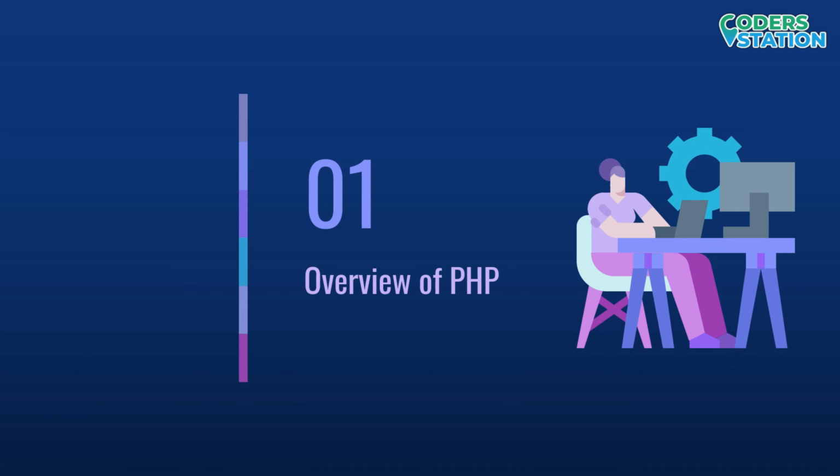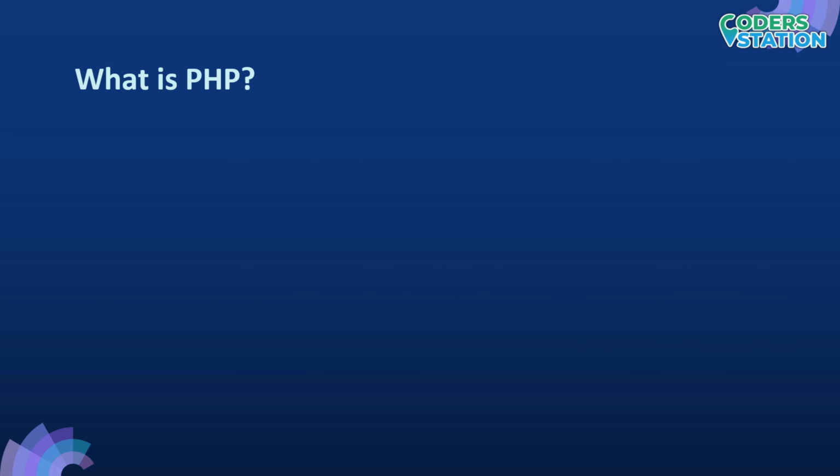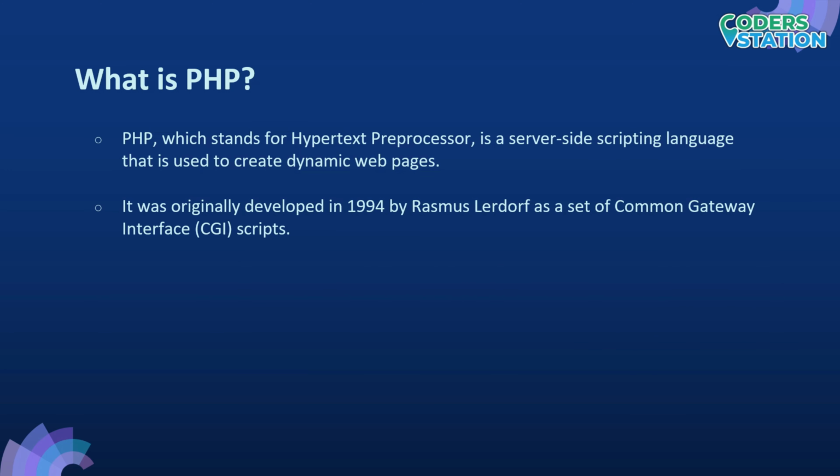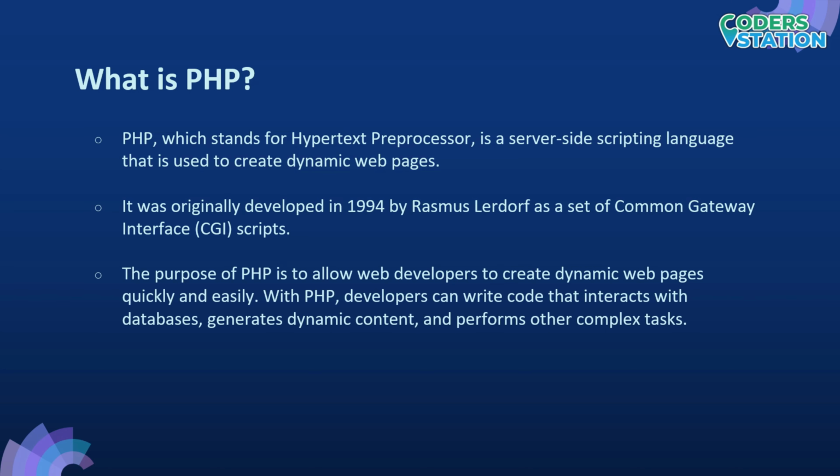Let us begin with an overview of the PHP language. PHP, which stands for Hypertext Preprocessor, is a server-side scripting language that is used to create dynamic web pages. Its open source tools and fast running speed make it a preferred choice in almost every IT department area. It was originally developed in 1994 by Rasmus Lerdorf as a set of Common Gateway Interface scripts. The purpose of PHP is to allow web developers to create dynamic web pages quickly and easily. With PHP, developers can write code that interacts with databases, generates dynamic content, and performs other complex tasks.